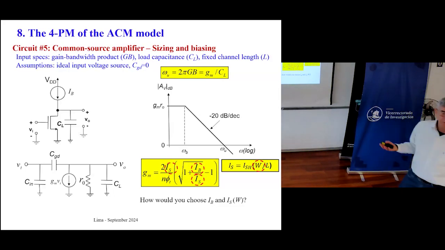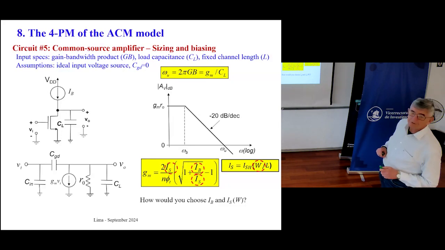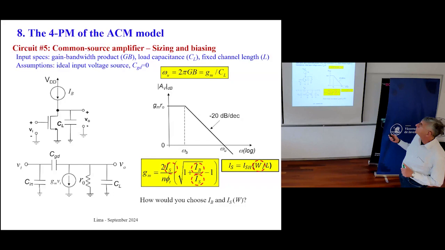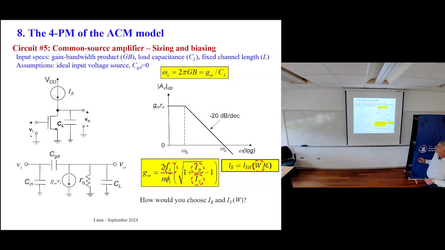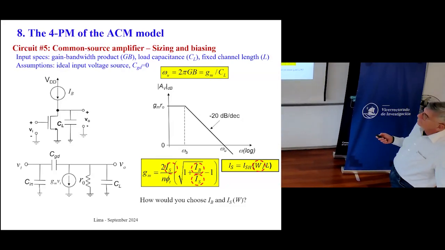I'm going to interpret this circuit. Suppose that I have this circuit and I need a unity gain frequency. The unity gain frequency of this circuit is GM over CL. What's GM? GM is this parameter, the gate transconductance. It represents how the gate voltage is converted into a current.